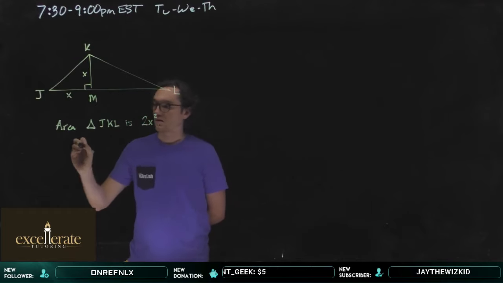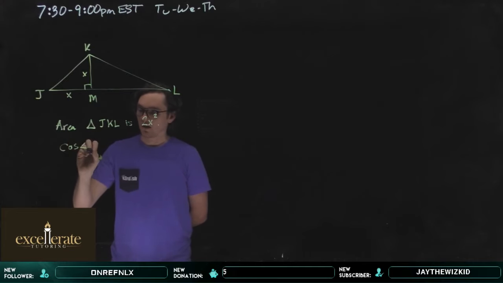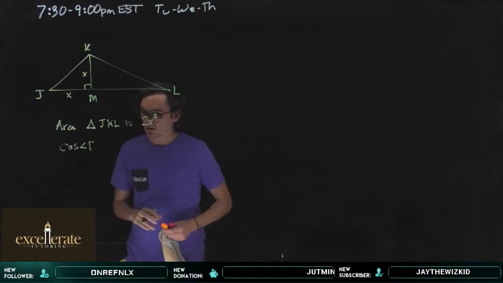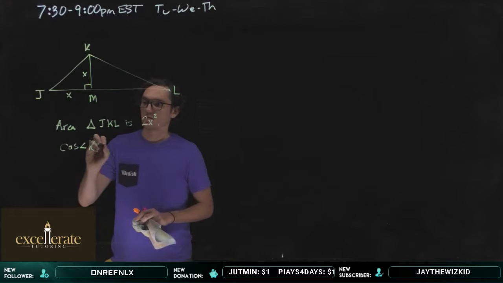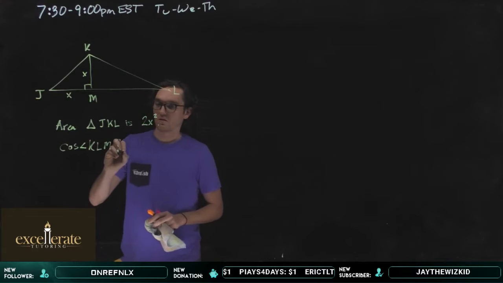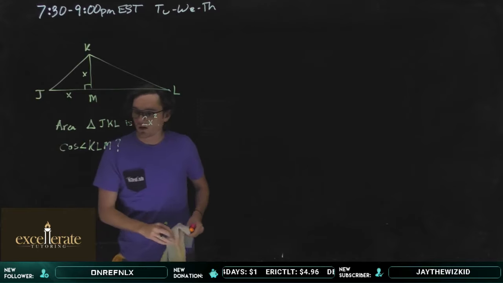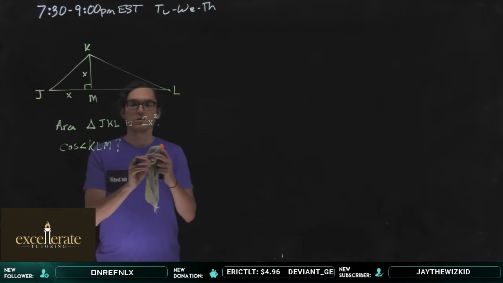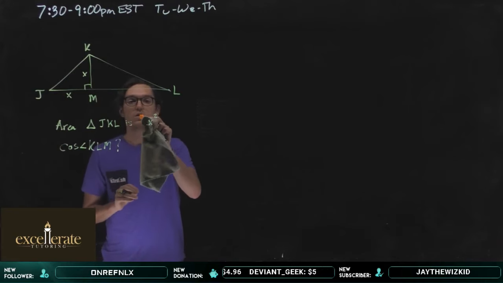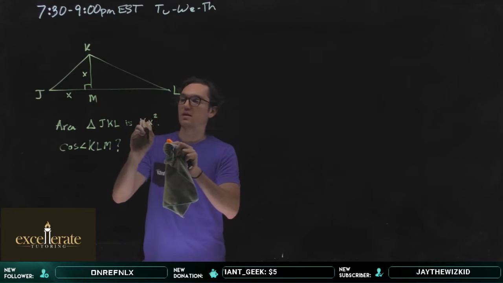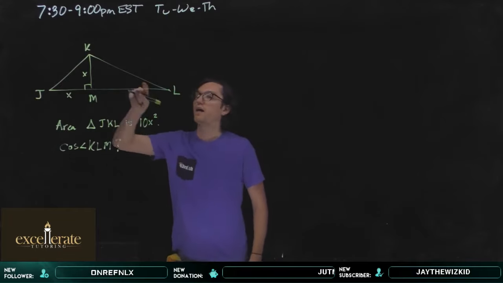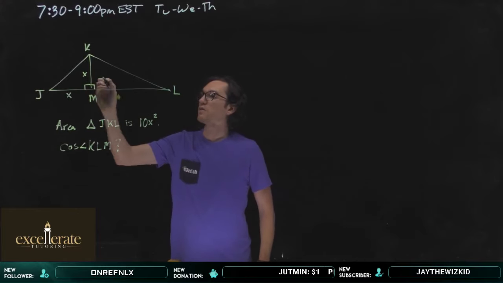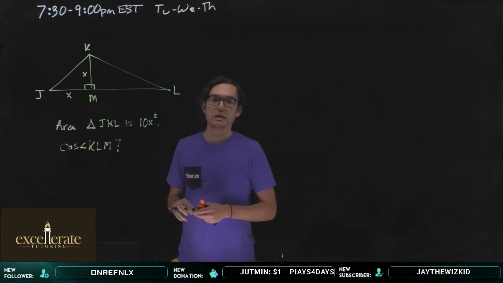It's asking for the cosine of angle B, okay, so that would be KLM. Actually, no, it's something else. This is meant to be 10x squared. What is the cosine of angle KLM? Okay, KLM, we're going to find that. We're going to need a couple of things. We are going to need some side lengths, things like that.